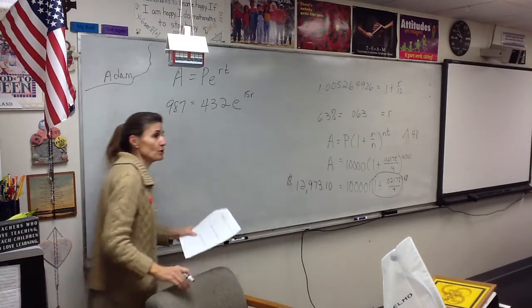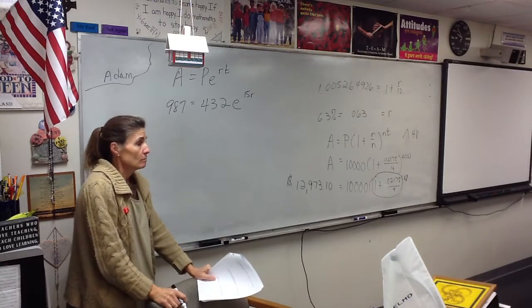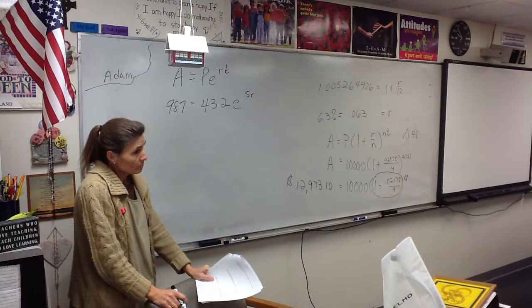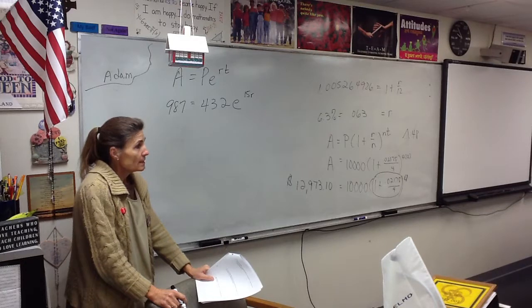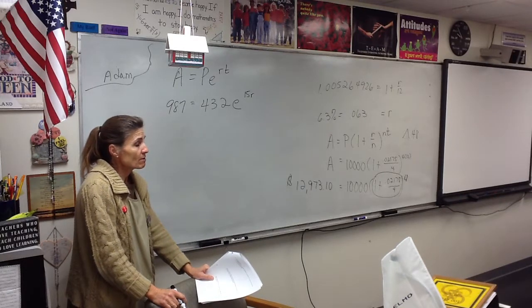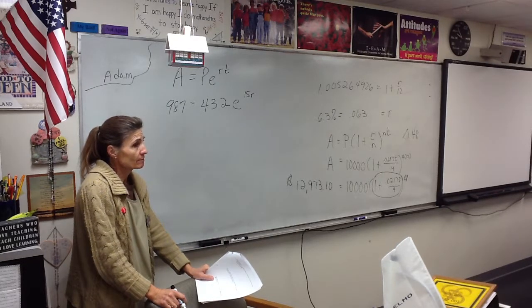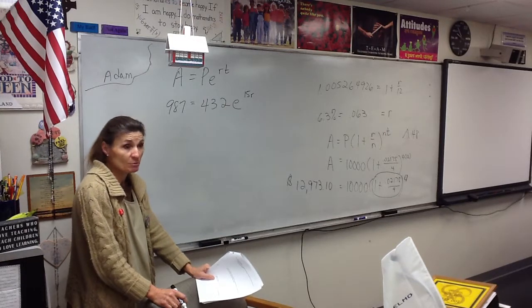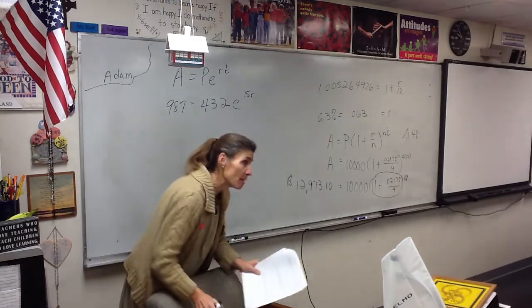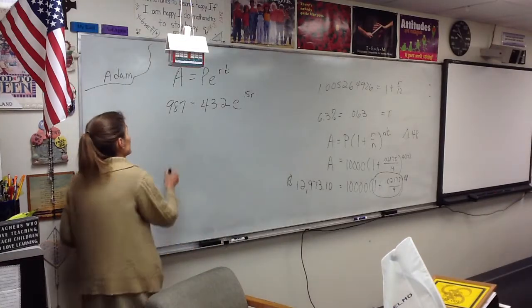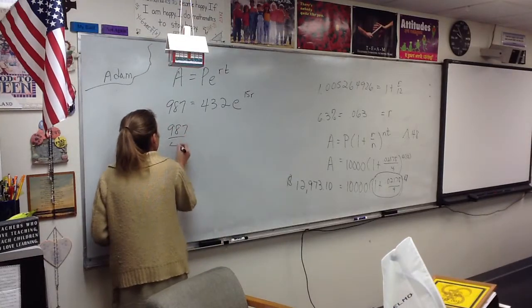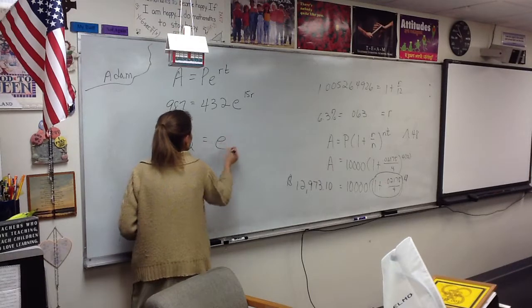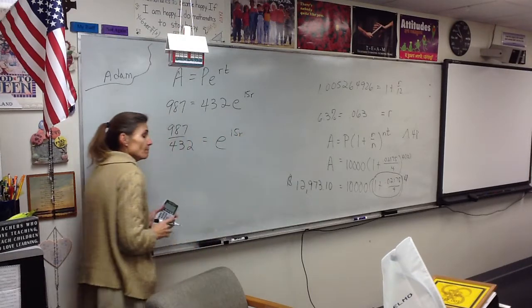How does that look to you? Like we're going to have to do a logarithm. Now, look at where the variable is. This is going to be a logarithm. We're going to use an ln in this problem, but not in step 1. What's step 1? Divide. We always divide first.